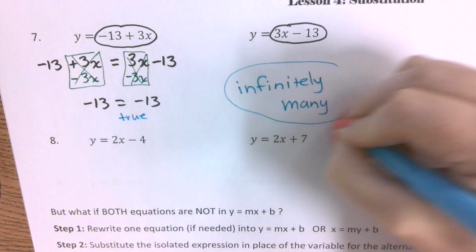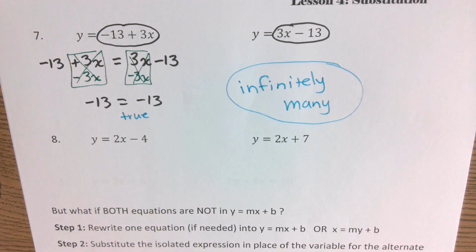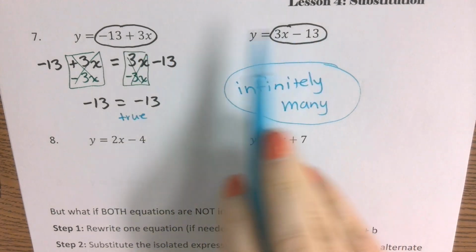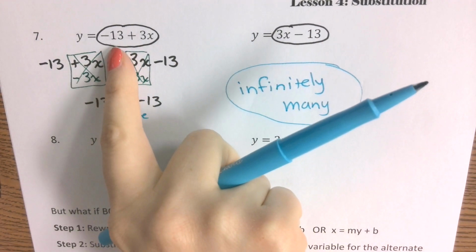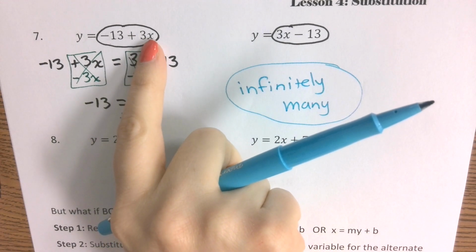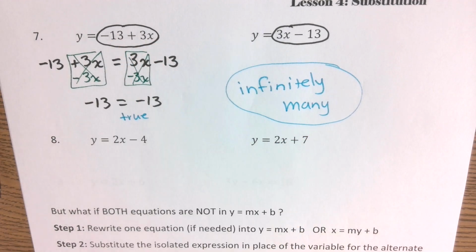I'm just going to put infinitely many. That means every value of x and every value of y is going to work. Every value of x and y will work for that situation. And it makes sense because these are actually identical equations. They're just written in a different format. Negative 13 plus 3x can also be written as 3x minus 13.